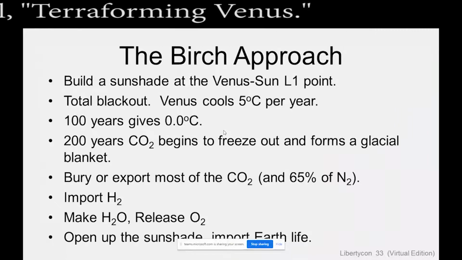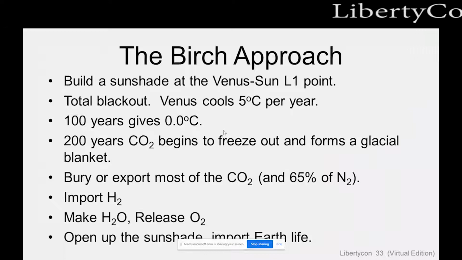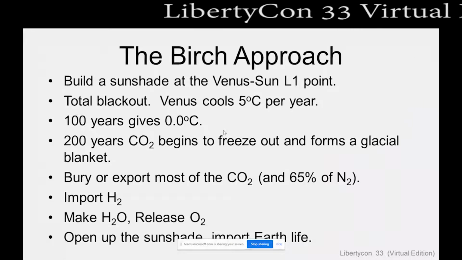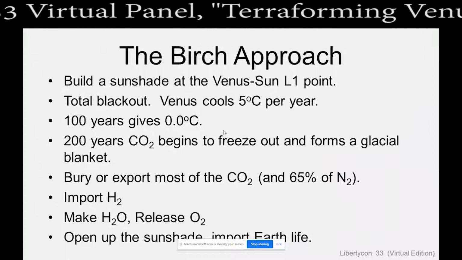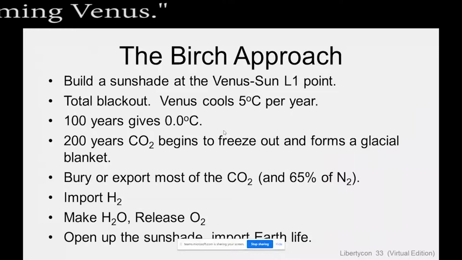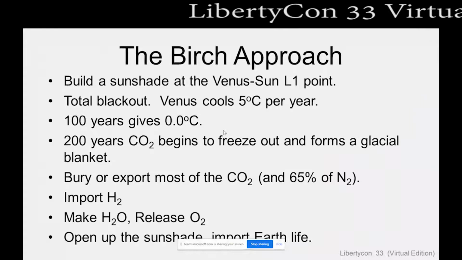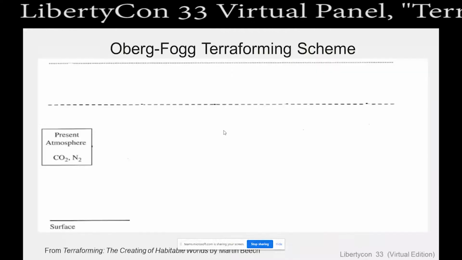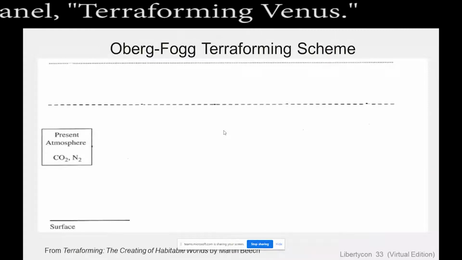And we're going to have to import a lot of hydrogen in order to make water. We can take the oxygen from the CO2, make water, and then release O2 into the atmosphere. And at that point, you open up the sunshade some, import Earth life, and you've got a habitable planet. He doesn't really address the Venetian day problem, but this is one scheme that has been proposed and is out there. Another scheme is the Oberg fog approach.